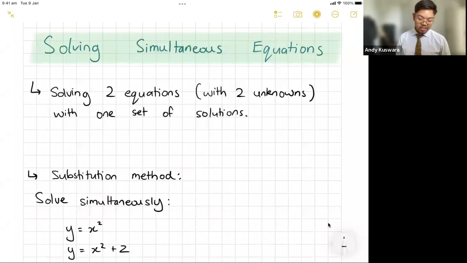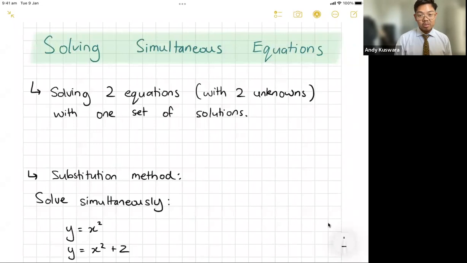Okay, today is... boom. There it is. We are talking about solving simultaneous equations. Now, what is a simultaneous equation? Okay, this is normally what gets people confused. But let's break it down.